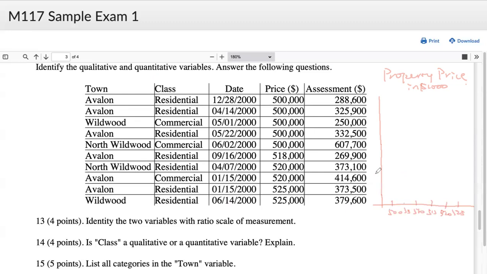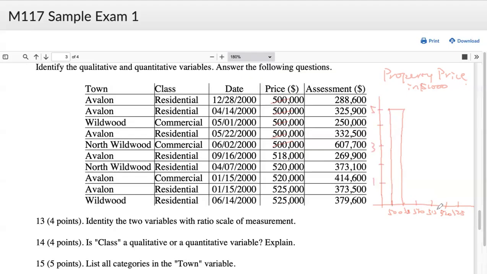Then the frequency, let's see, 1, 2, 3, 4, 5, right? 5 is a higher frequency. So 5, 3, 1. So we have 1, 2, 3, 4, 5 in the 500 range. So we just make a rectangle, right? So that's 5. Then the next one, from 505 to 510, none. And 518 is in the next range, so this is also none.